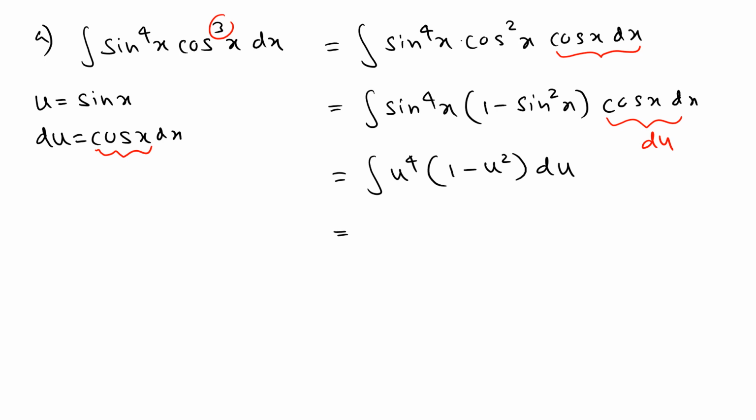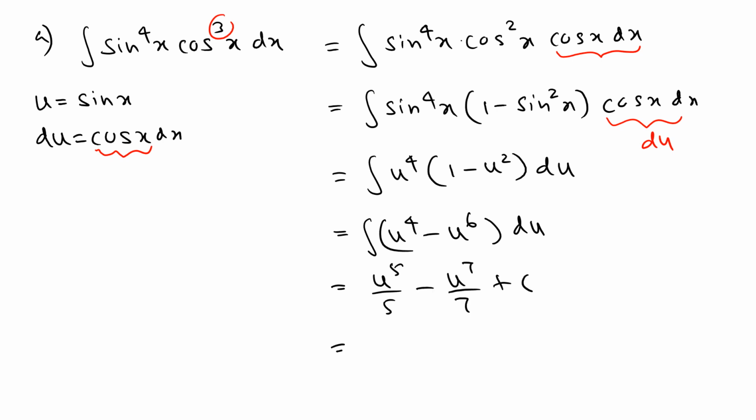Now how to do this? There is no product rule. You have to distribute. So we can distribute: u to the 4th power minus u to the 6th power. And then this is very easy to integrate. So this is u to the 5th over 5 minus u to the 7th over 7 plus c.